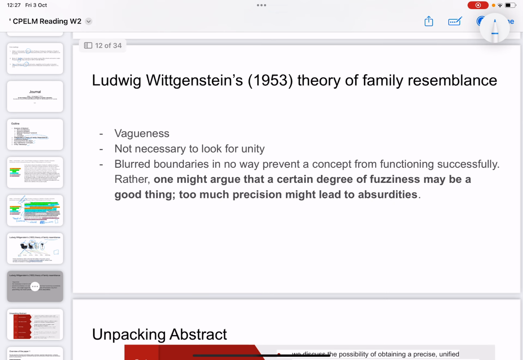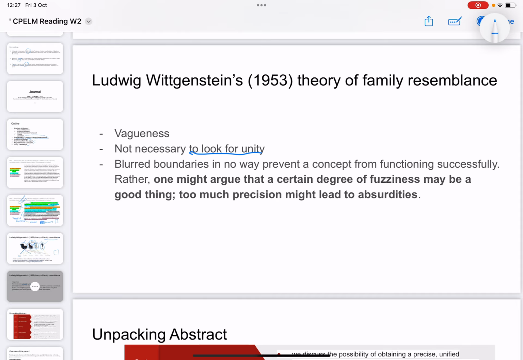Okay, let's go to the next slide. So there's a sense of vagueness. It's not necessary to look for unity, and I think this is really important. We all look for unity. For example, we look at a standardized goal, and every aspect should achieve that goal. That might not be the case. Sometimes there's no need for us to look for unity.